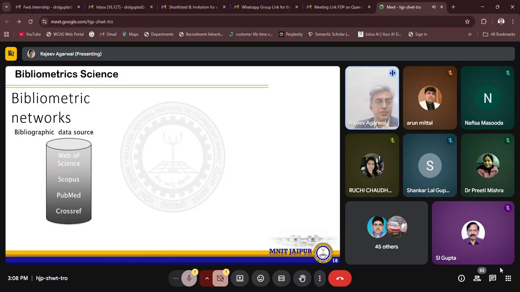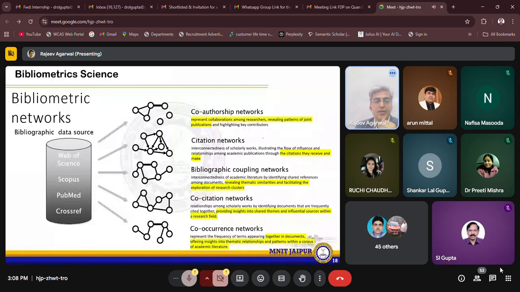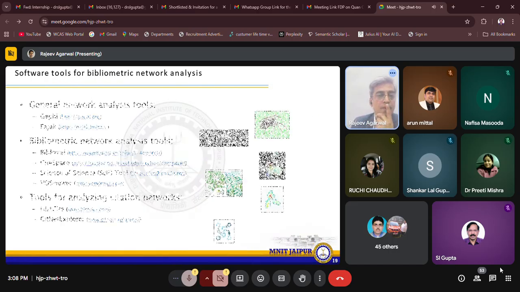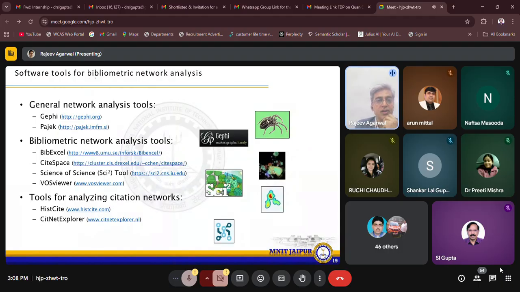So Web of Science, Scopus, PubMed, Crossref. These are the databases. And what they do, they conduct co-authorship network, citation network, bibliometric coupling network, co-citation network, co-occurrence network. Then bibliometric networking tools and journal network tools are these two. So bibliometric tools, VOSviewer. This is the site, vosviewer.com.